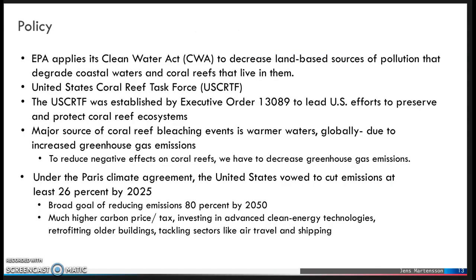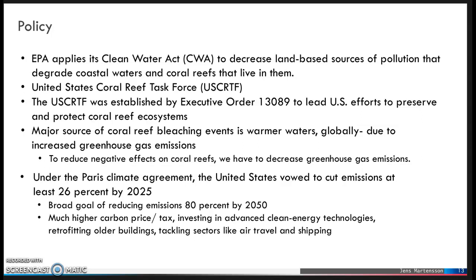All right, to just kind of talk about some policy briefly surrounding coral bleaching mitigation efforts. The EPA does apply its Clean Water Act to decrease land-based sources of pollution that degrade coastal waters and coral reefs that live in them. That kind of goes with the Clean Air Act, discussing greenhouse gas emissions and trying to reduce those will have a cascading effect onto our oceans. And the United States did form a coral reef task force to lead U.S. efforts to preserve and protect coral reef ecosystems.